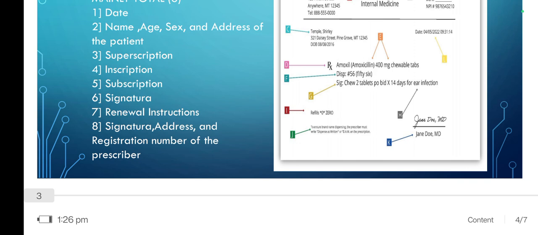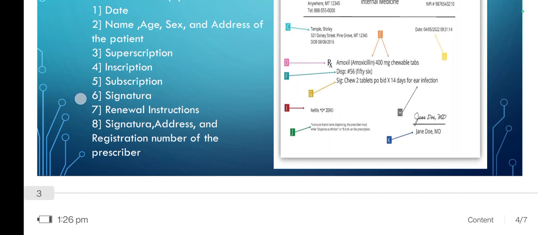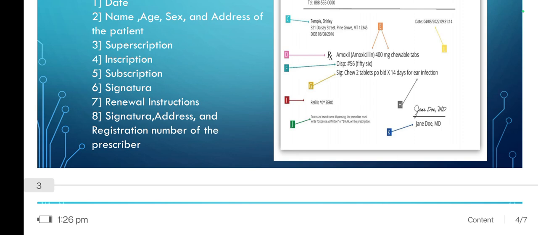Signature, address and registration number of the prescriber. Eighth one, the prescription must be signed by the prescriber with his or her own hand. His or her address and registration number should also be written.